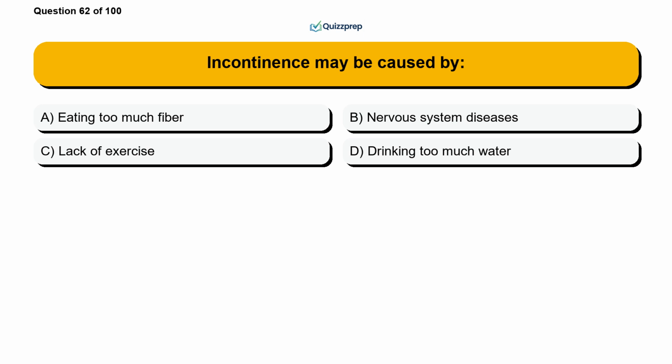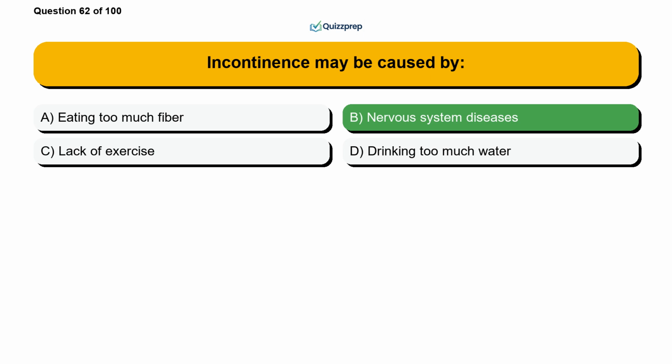Question 62. Incontinence may be caused by: option A, eating too much fiber, option B, nervous system diseases, option C, lack of exercise, option D, drinking too much water. The correct answer is option B, nervous system diseases.